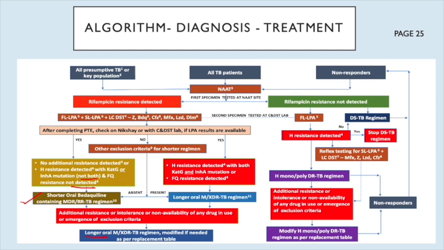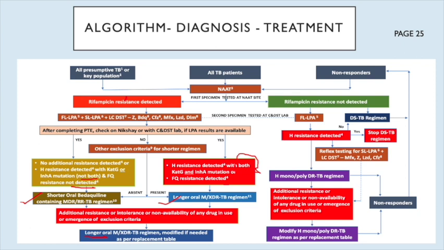In the other arm, if the patient had rifampicin resistance and we detected INH resistance with both, so the term that really needs emphasis here is both CAT-G and INH-A, and or we are also detecting resistance to fluoroquinolone, that means this patient is not eligible for a short regimen. He has to go for a longer regimen.